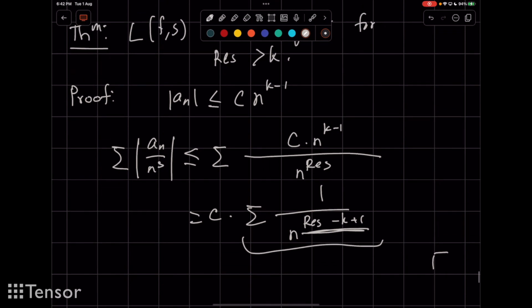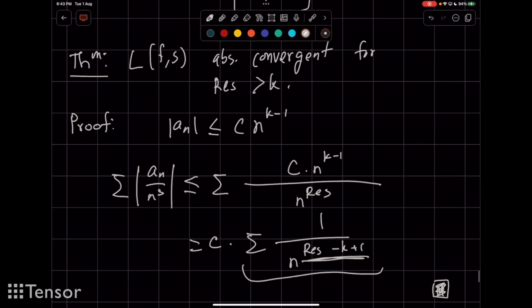So the L function is absolutely convergent when the real part of s is greater than k. Yeah, k is the weight of the modular form. But does it mean that the L function doesn't converge when the real part of s is smaller than k? No, it's not, because this inequality, a_n is smaller than c n to the k minus 1.